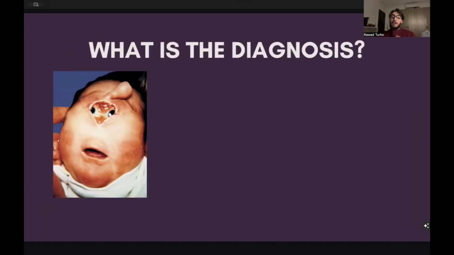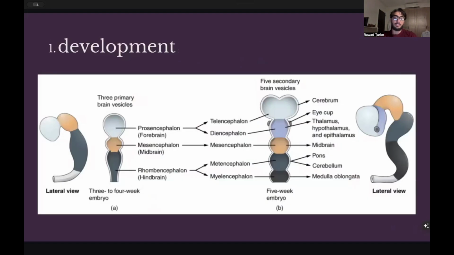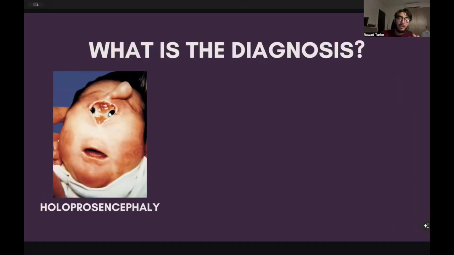All right, moving on to some questions. Pause the video, take a second, and try to answer this. So, what is the diagnosis here? So this is holoprosencephaly. We said that the prosencephalon is going to form the telencephalon, which is going to form the cerebrum. Part of the formation of the cerebrum is the formation of this midline structure that separates the two cerebral hemispheres. If we don't have that, we have this very tragic disease called holoprosencephaly.